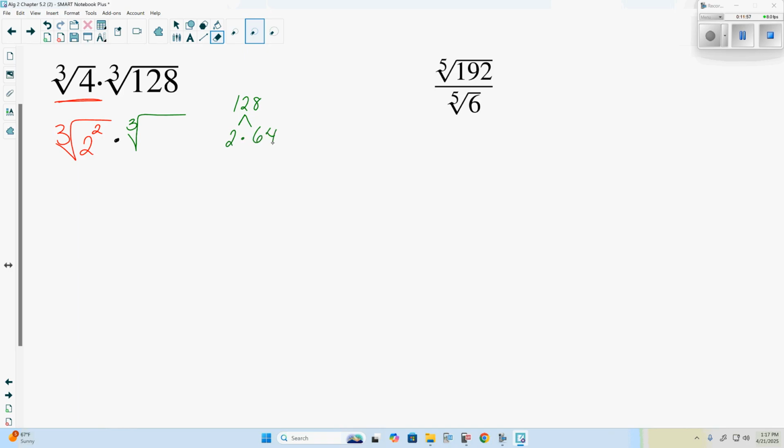Well, 2 is a factor of 128. It would be 2 and 64. 64 does have a factor of 2. It would be 2 and 32. 32 would be 2 and 16. 16 is 2 and 8, 8 is 2 and 4, and 4 is 2 and 2. 1, 2, 3, 4, 5, 6, 7.